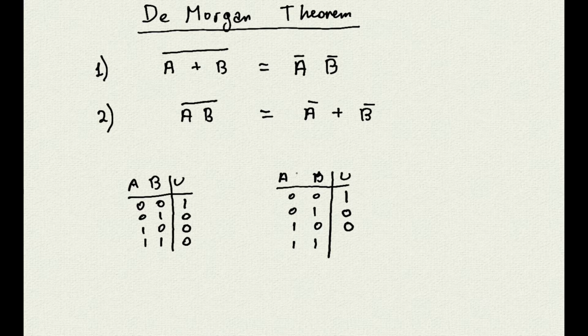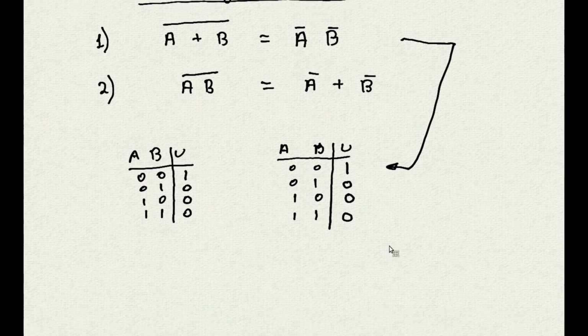Finally, in the fourth row we have two 1s. By inverting them, we obtain two zeros, of course, and the AND operation of two zeros is still a 0, which we can write on the last row of the truth table. Now, you see how the two truth tables are identical? This means that formula number 1 of the DeMorgan theorem is correct. Let's do now the same with the second formula.